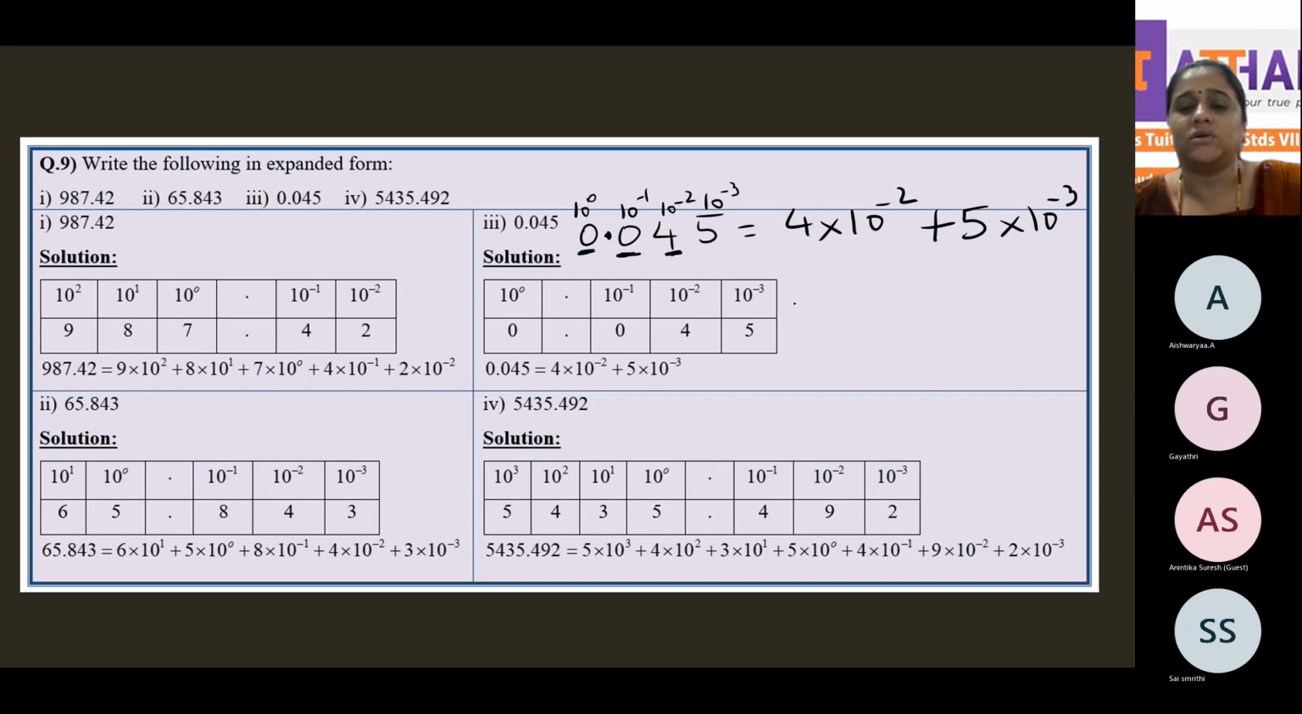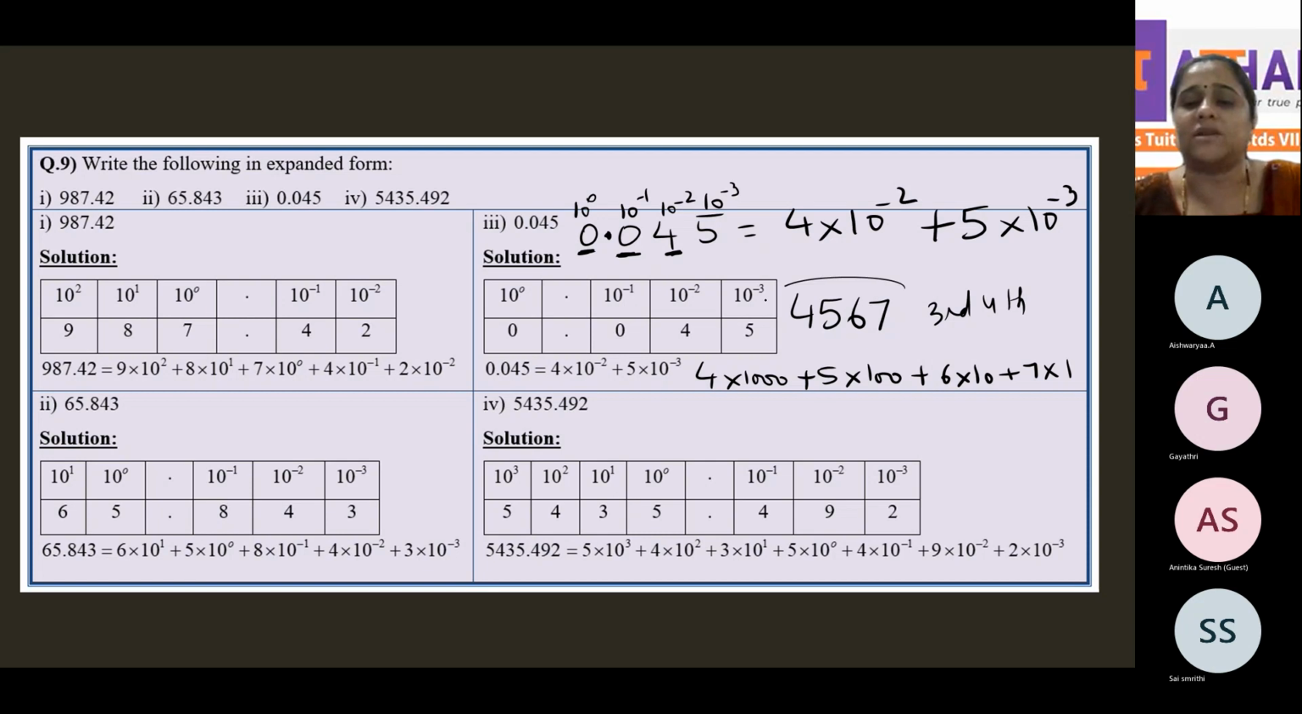We have done this when we were young. So 4567 in the expanded form is 4 into 1000 plus 5 into 100 plus 6 into 10 plus 7 into 1. We have done this, maybe in third or fourth standard. We learned how to write a number in the expanded form.